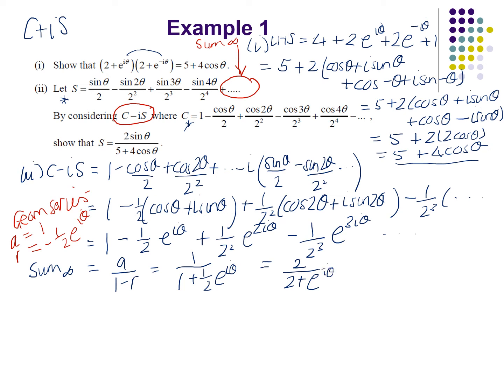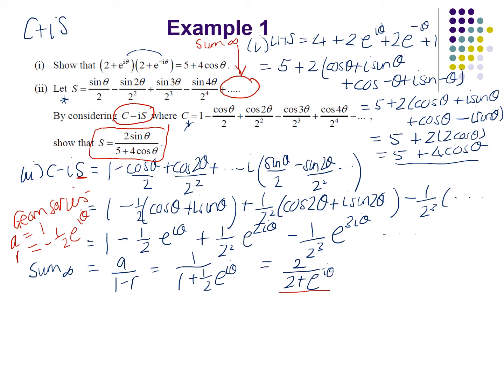Now, the question has asked me to show that S equals this. Now, S is minus the imaginary bit of the thing I've summed. So I need to be able to find out from this term here what is the real bit and what is the imaginary bit.